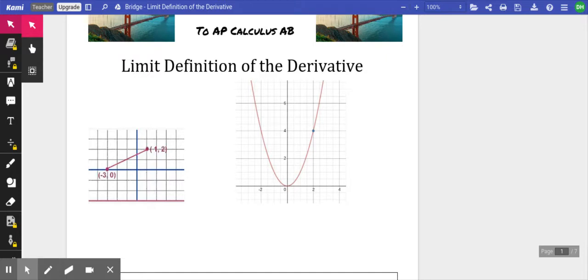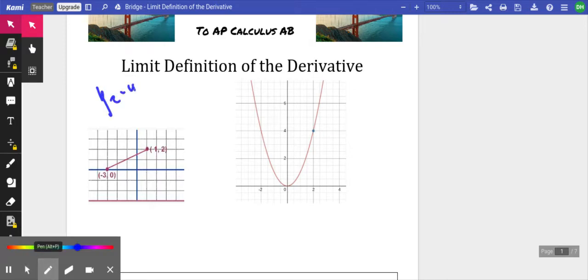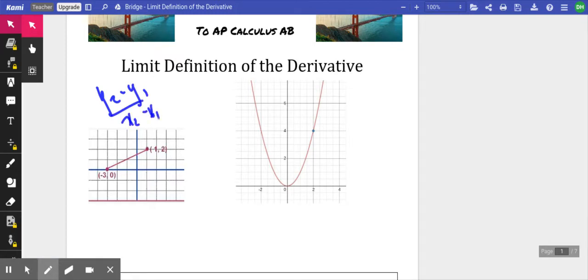Now that's great for linear functions. That's the slope of a line. Most functions that we deal with aren't linear. So here's just a simple parabola. And let's say I wanted to find the slope at this point here. Well, like we just said, the slope definition is y2 minus y1 over x2 minus x1. I need 2 points to make that happen.